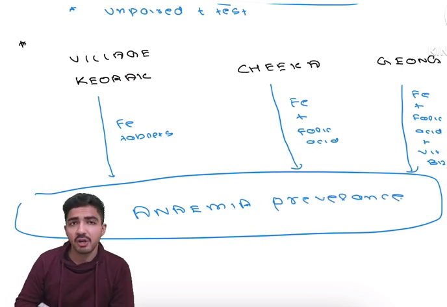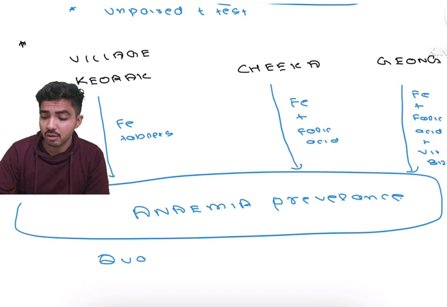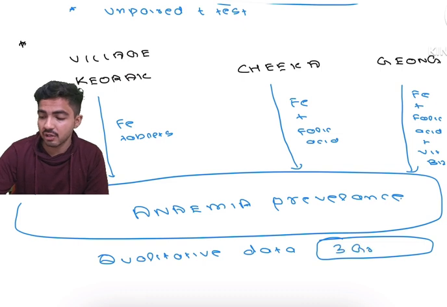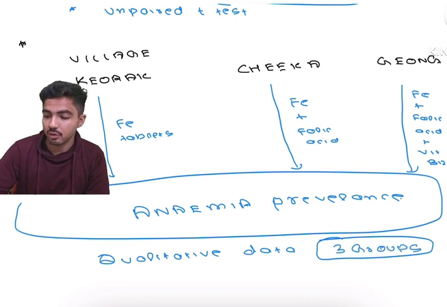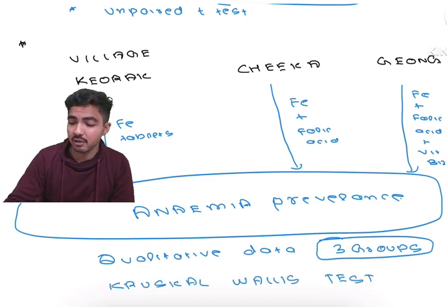First of all, what type of data am I calculating? Anemia. I have already given you the example. Anemia is a qualitative data. Okay, tell me the number of groups. There are three villages, so there are three groups. So the non-parametric test will be applied and Kruskal-Wallis test will be applied.